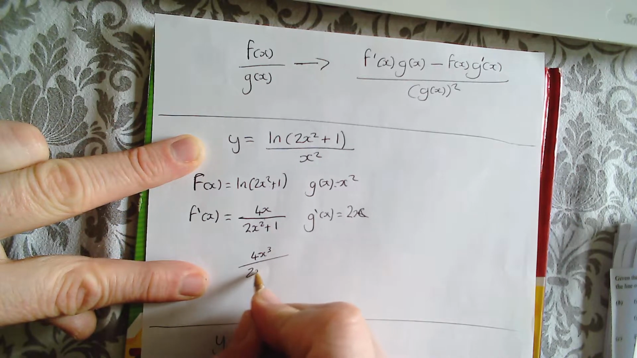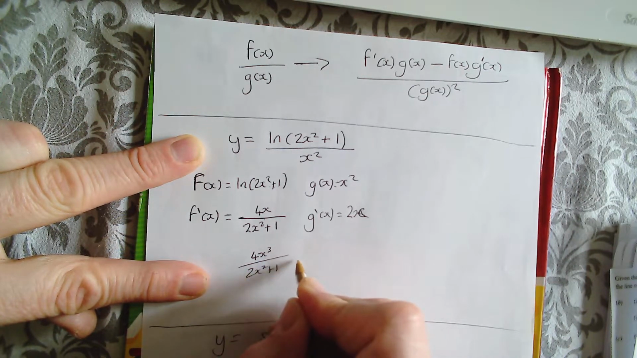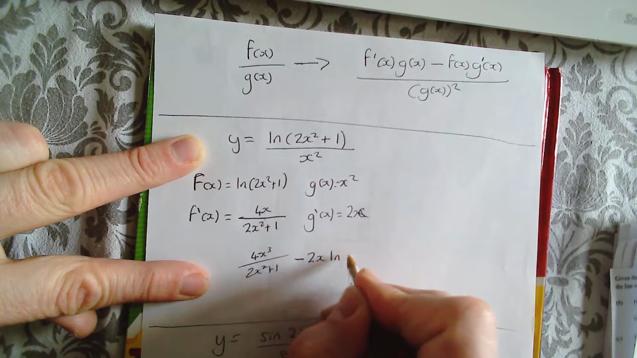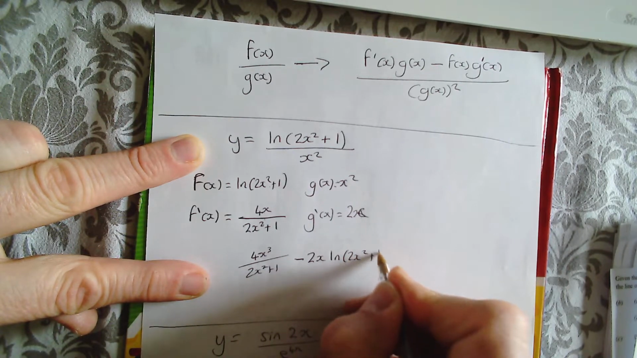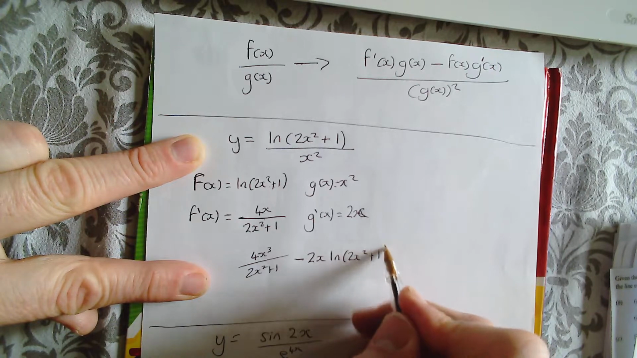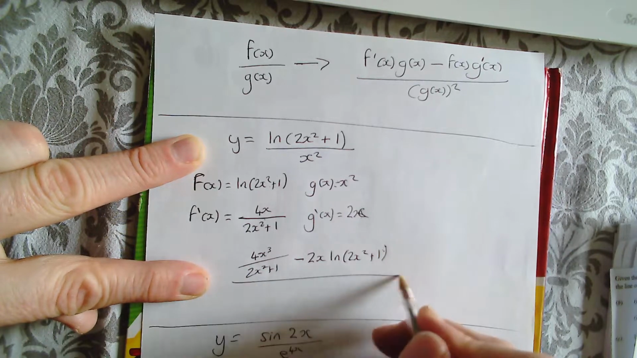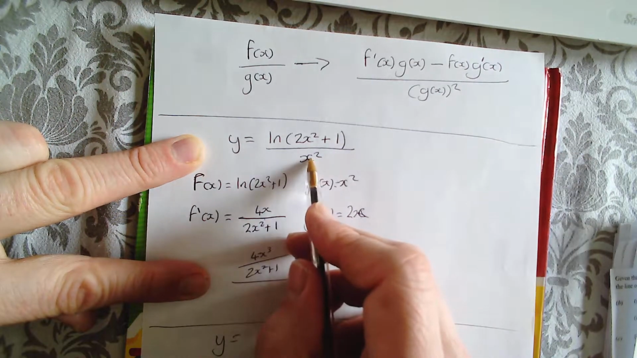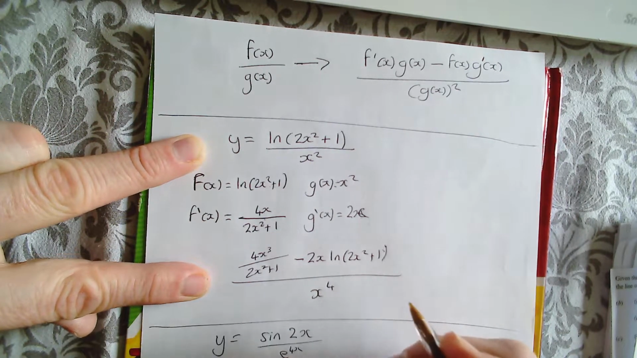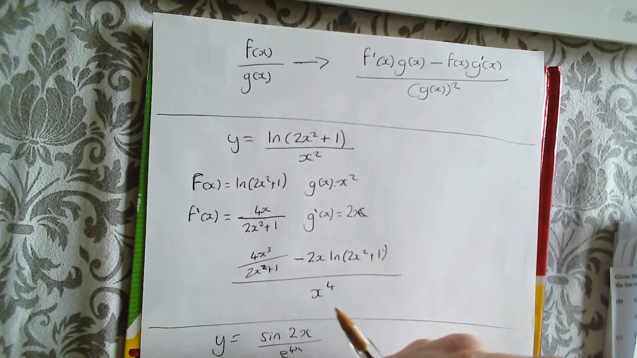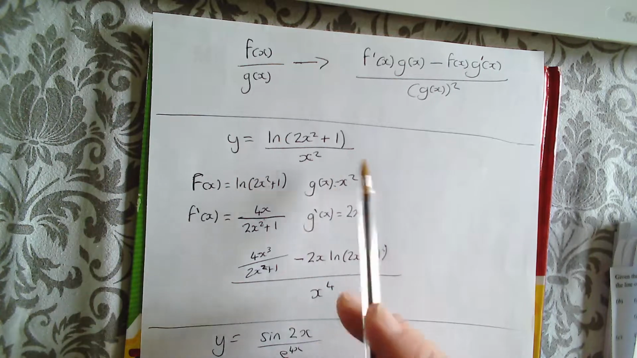It's going to be a bit messy, this one actually, isn't it? 4x cubed over 2x squared plus 1, minus this times this, 2x ln(2x squared plus 1). So I've got that times that minus that times that. That's the top. And at the bottom, all I do is I look at the denominator and I square it. So that's x to the power 4. There we go. I'm sure we could tidy that up a bit, but I want to concentrate just on applying this rule.